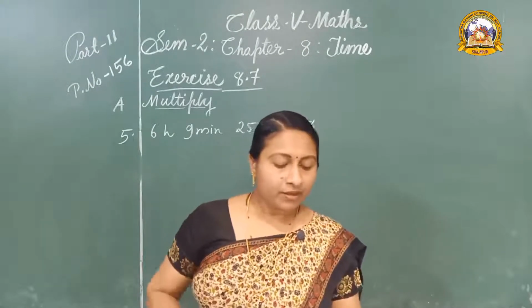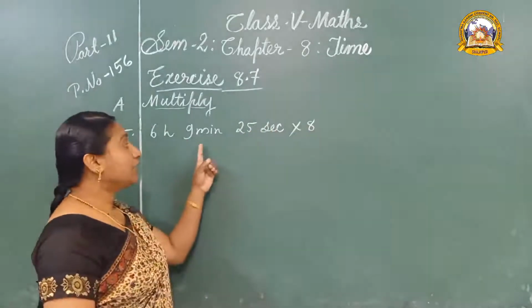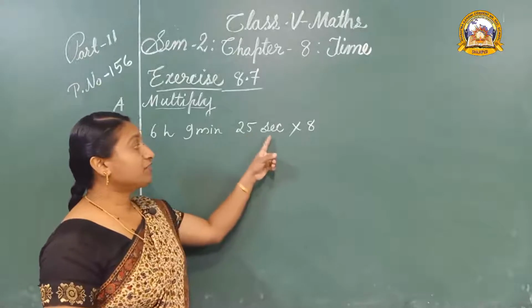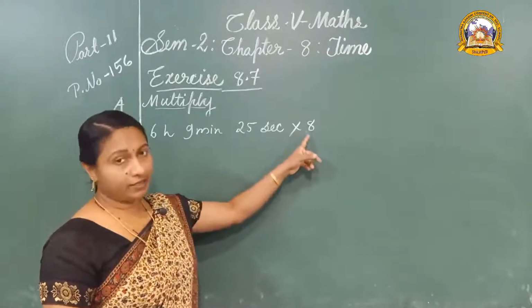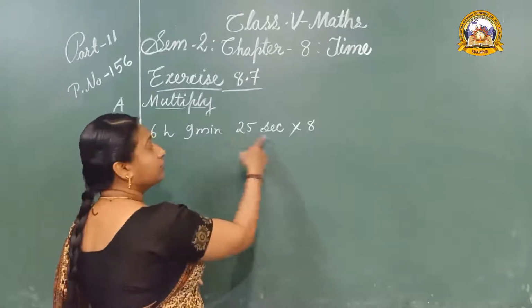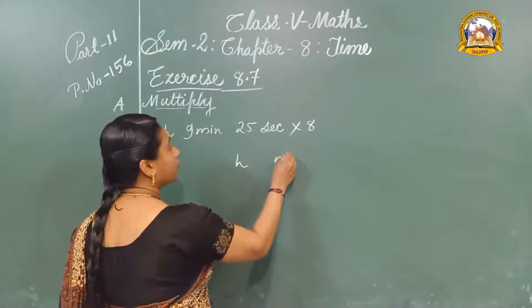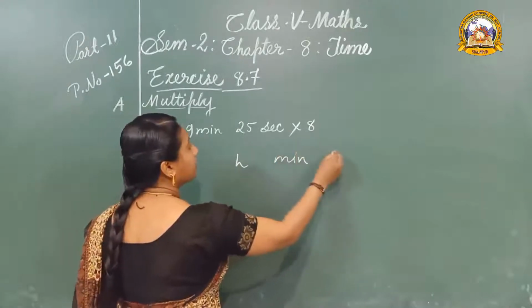Next, the fifth one. 6 hours, 9 minutes, 25 seconds by 8. Let us do it. Here we need 3 columns. First the hours column, then the minutes column and seconds.